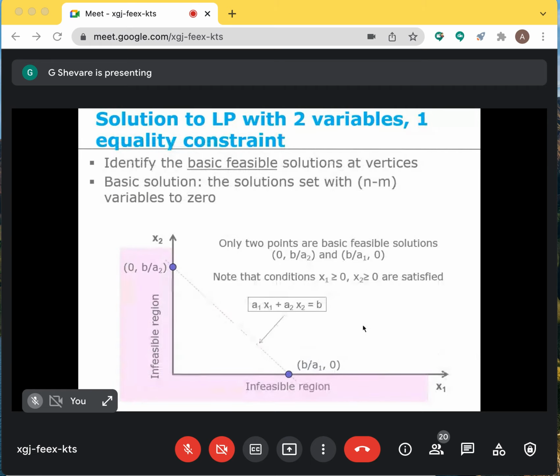So let us have a look at now the solution to the linear programming problem of two variables, but only one equality constraint. As I said, if I forget for the time being the equality constraint, the solution must lie in the first quadrant. Okay, x1 is greater than 0 and x2 is greater than 0 is the feasible solution. But supposing there is already one equality constraint, a1 into x1 plus a2 into x2 is equal to b.